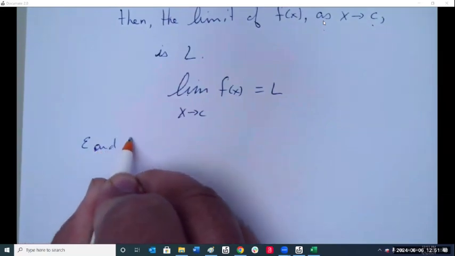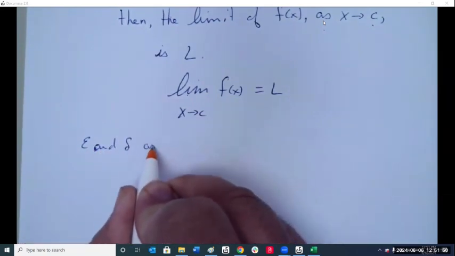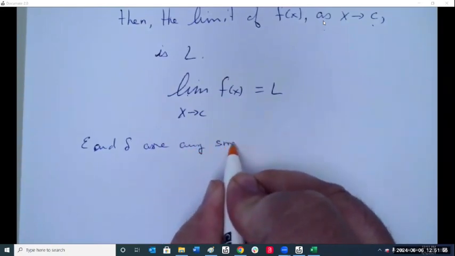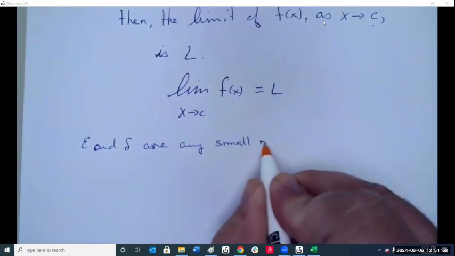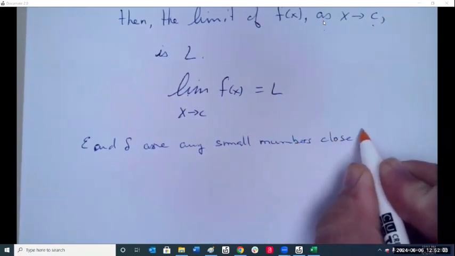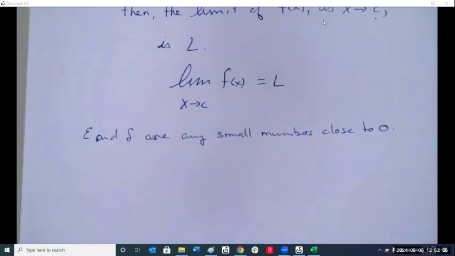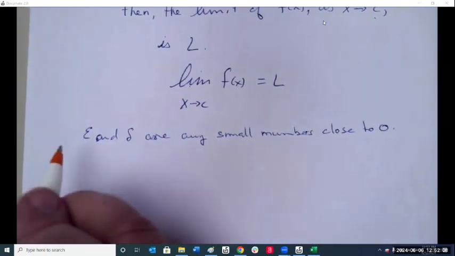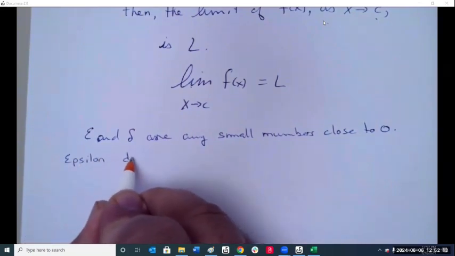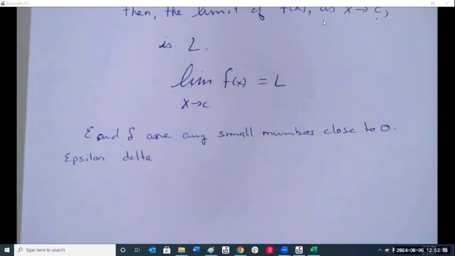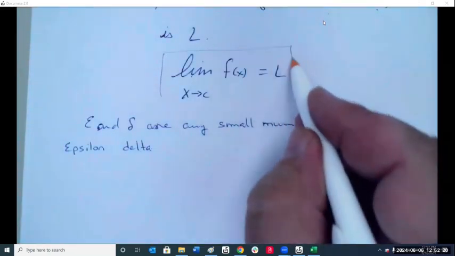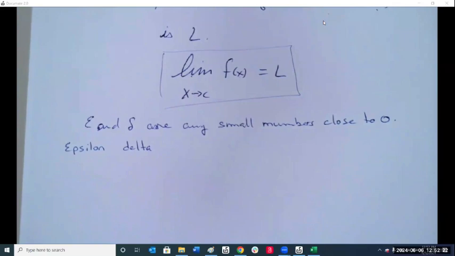Epsilon and delta are any small numbers close to 0. Epsilon and delta. We're going to refer back to this equation using epsilon and delta.